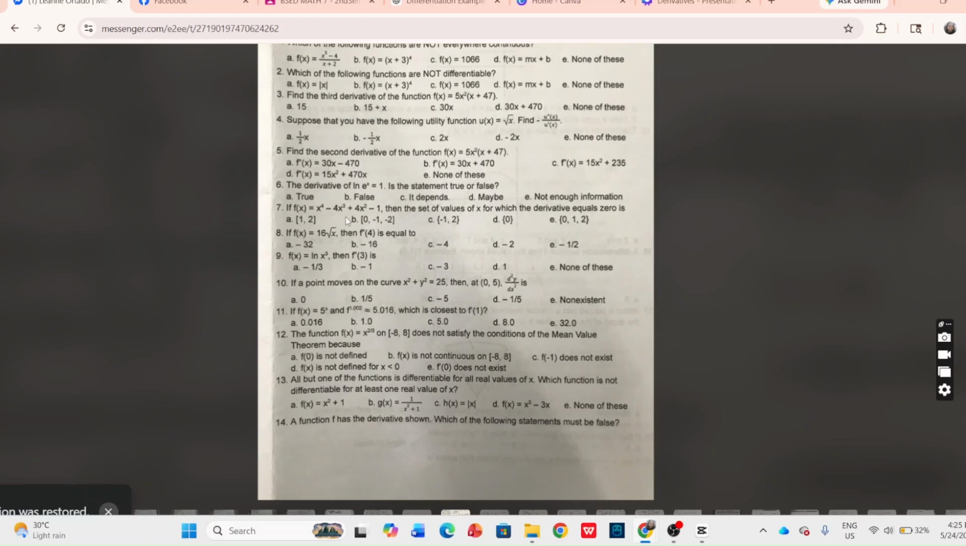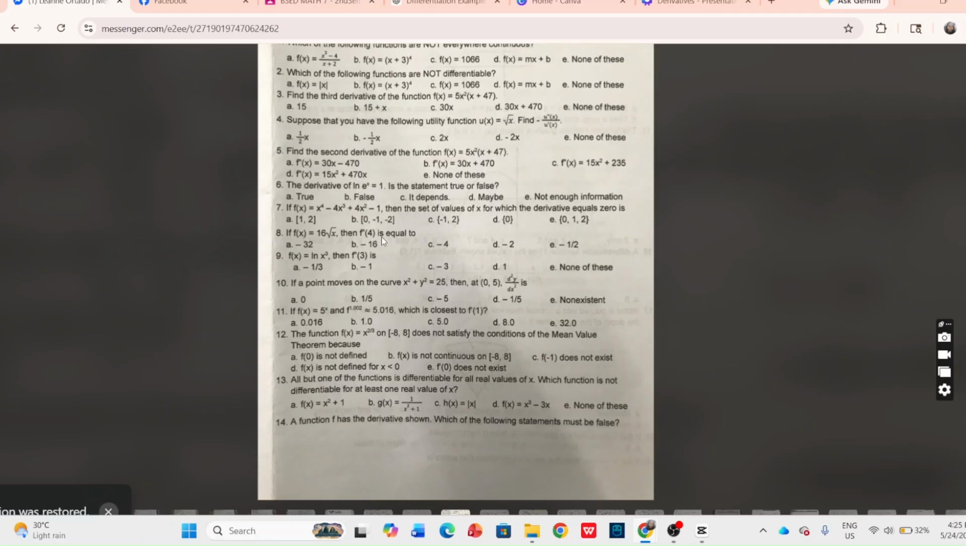Number 6 question. The derivative of ln e to the x equals 1. Is the statement true or false? So the correct answer for this one is letter A, which is true. It's because ln e to the x equals x, and the derivative d over dx of x is 1. And that is true.